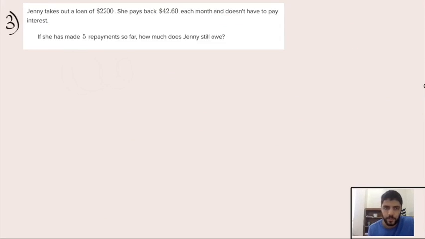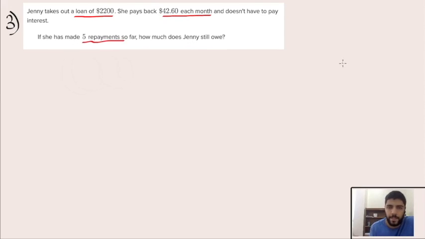All right. Number 3 says, Jenny takes out a loan of 2,200. She pays back 42.6 each month and doesn't have to pay interest. Okay, so the loan is 2,200. She pays back 42.6 each month. If she has made 5 repayments so far, how much does Jenny still owe?